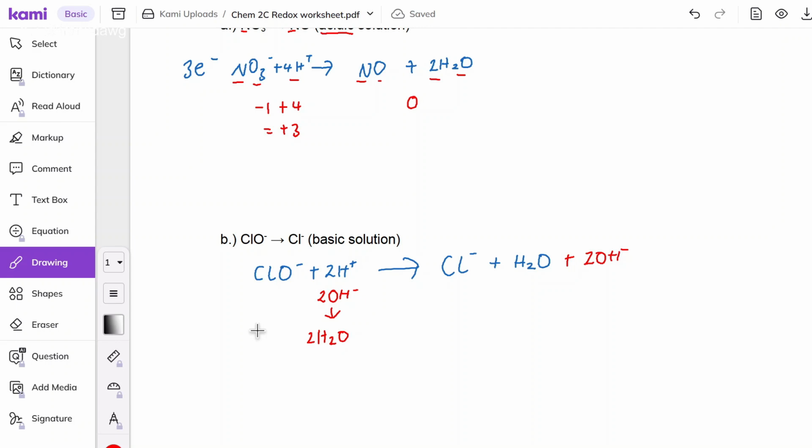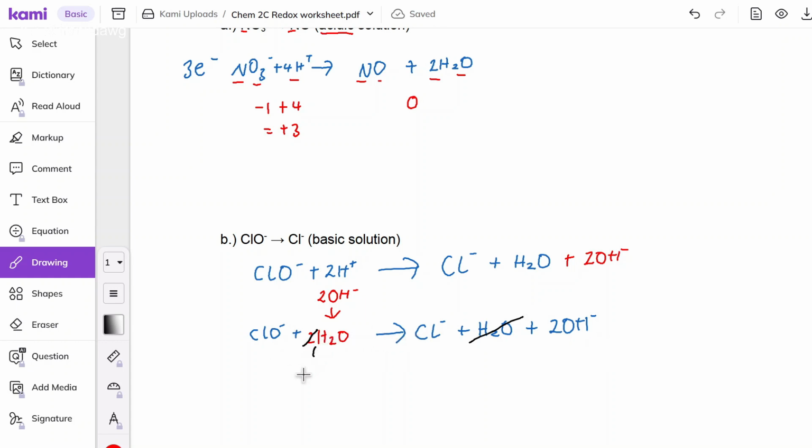So the equation now becomes ClO- plus 2 H2O goes to Cl- plus H2O plus 2 OH-. And since there are H2Os on both sides, one of them has to get canceled out. Since this one's 2 and this one's 1, it's 2 minus 1, so you're left with 1. And now it's ClO- plus H2O goes to this.